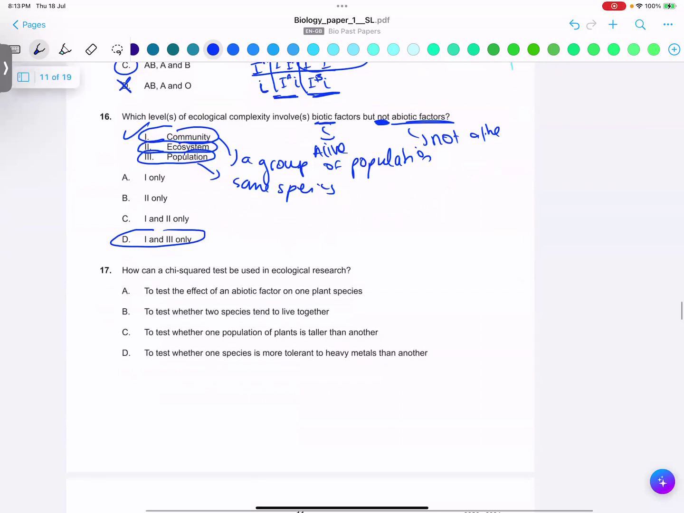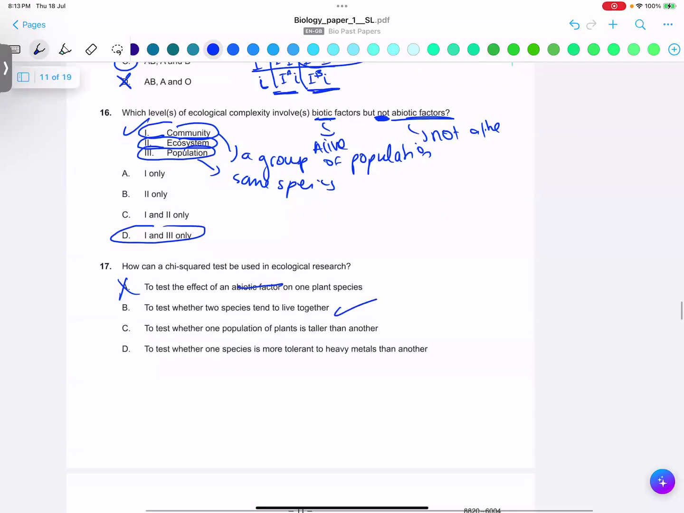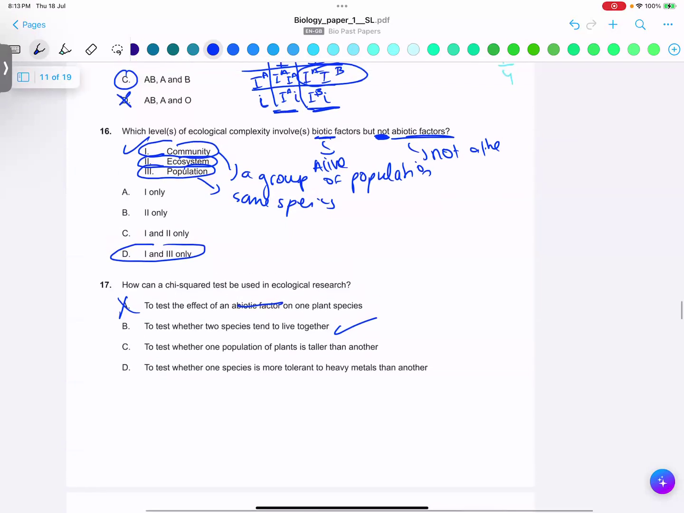And then, how can a chi-square test be used in ecological research to test the effect of an abiotic factor on the plant species? No, this is not true. To test whether 2 species tend to live together, this is true. To test whether one population of a plant is taller than another, this does not test this. It tests how they live together by the measurements and calculations, not the tallness. This has nothing to do with it, so no.